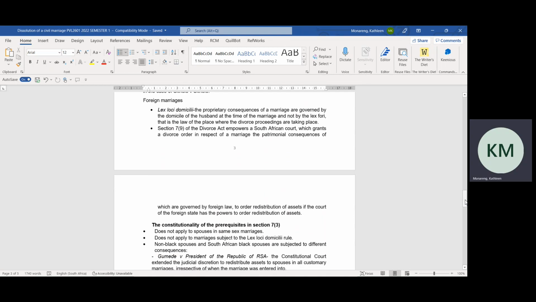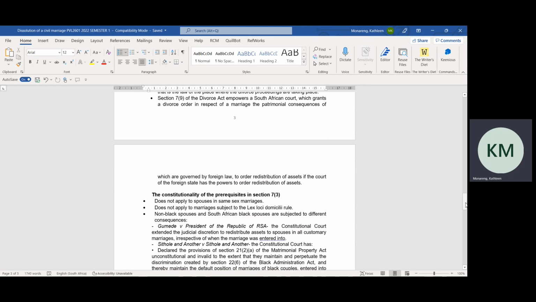Then Section 7, subsection 9 of the Divorce Act states that the South African court is empowered to give an order for a redistribution of assets if the governing laws of a foreign country also have the powers, or in other words, if their courts also have the powers to give an order of redistribution of assets. So, for example, let's use Nigeria as an example. Let's say the Nigerian courts also have the powers to order redistribution of assets. Then the South African court adjudicating a divorce, which is automatically out of community of property because the husband was domiciled in Nigeria at the time of entering into a marriage, will have the powers to order redistribution of assets.